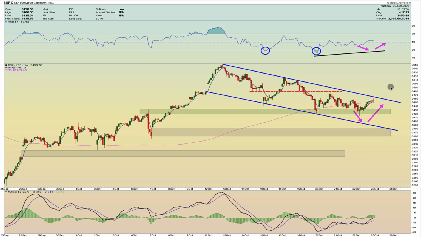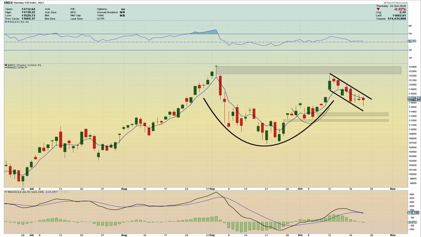But I would only see that really happening if the economy gets shut down again and there's this massive wave in COVID spikes. So we got to pay close attention to that as well. But as I see it right now, price action is looking pretty bullish all around.